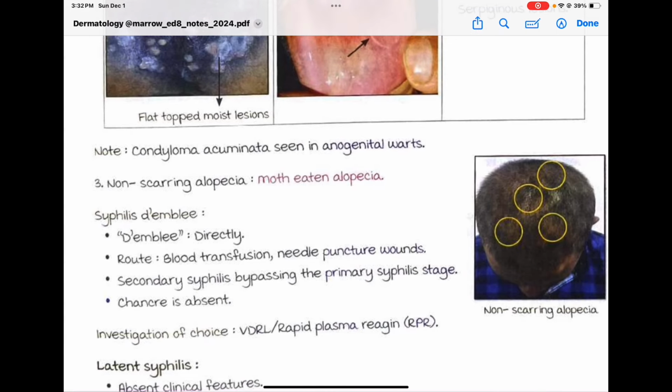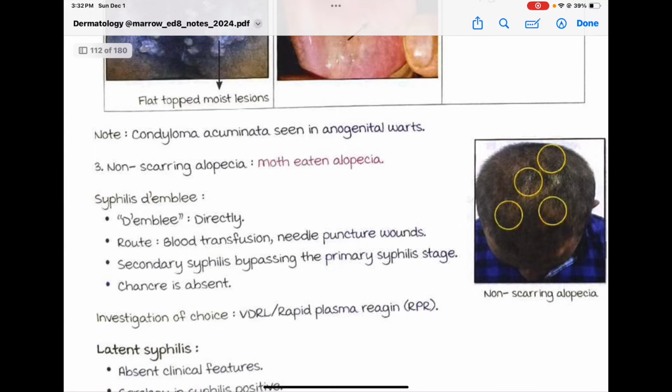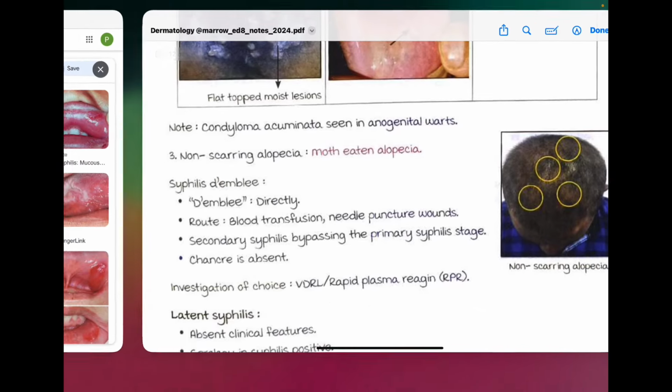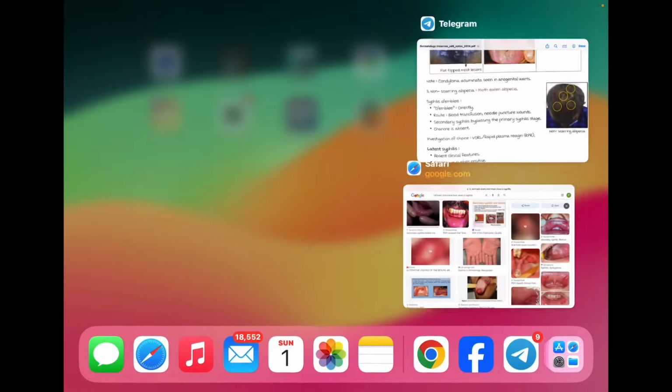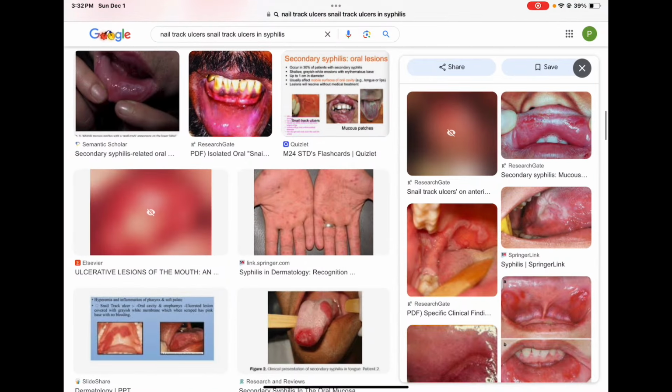This is an example. Condyloma acuminata, anogenital warts. Syphilis d'emblée. D'emblée means directly. And also the scars, the alopecia is non-scarring.